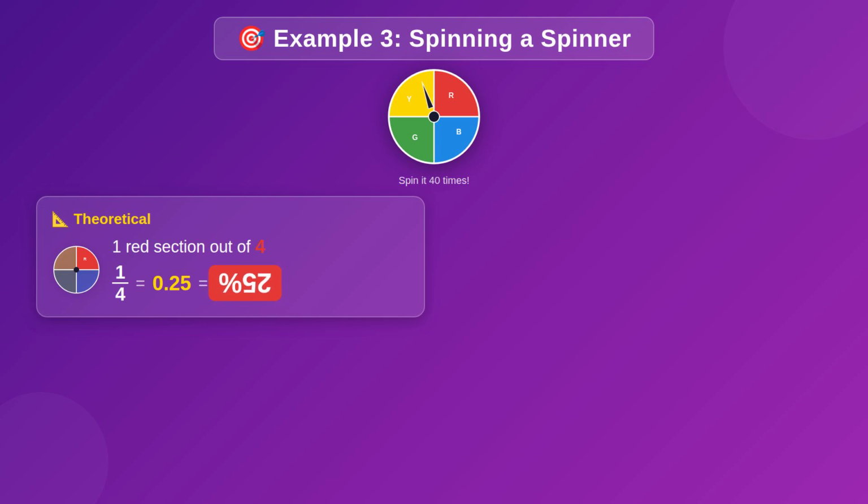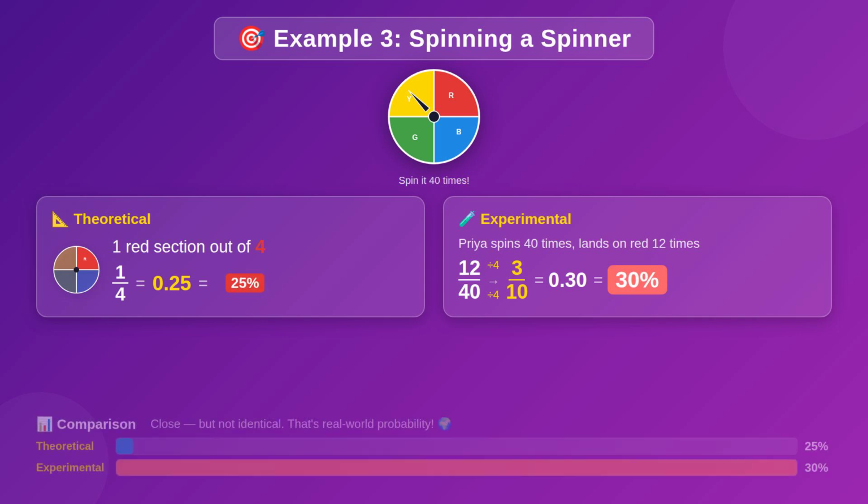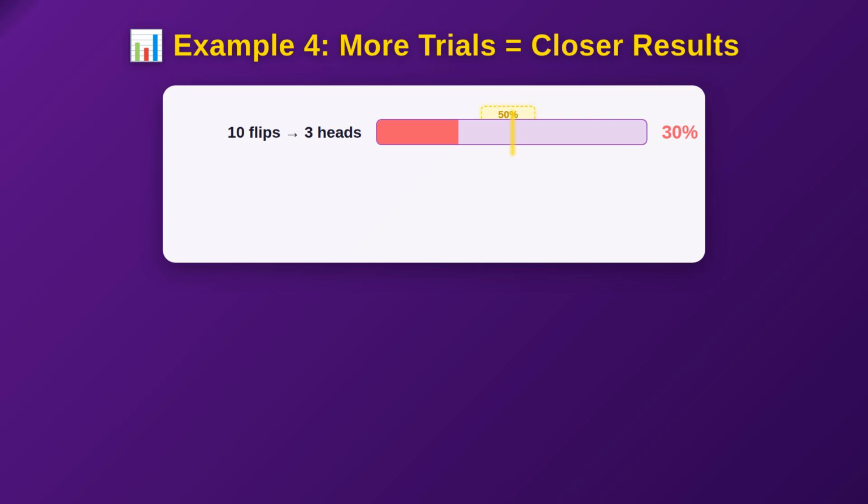Let's try one more example. Imagine a spinner divided into 4 equal sections, colored red, blue, green, and yellow. What's the theoretical probability of landing on red? 1 section out of 4 total equals 1/4, or 25%. Now Priya spins it 40 times and lands on red 12 times. Her experimental probability is 12 divided by 40. Let's simplify that. Both 12 and 40 are divisible by 4, giving us 3 over 10, which equals 0.30, or 30%. Theoretical is 25%, experimental is 30%. A small difference, but that's how probability works in the real world.